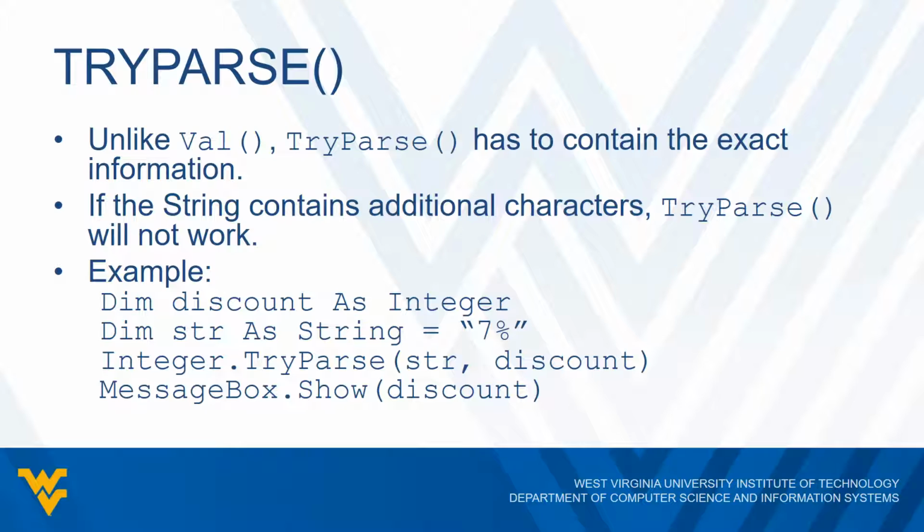So then we're going to try to convert the string into an integer. We're going to take the 7% and try to store the 7 in discount. So we have Integer.TryParse with str and discount. And then we're going to have a message box pop up and show the value of discount. What's going to happen here is the TryParse method is going to recognize that the string is not a complete number, so it's not going to do any conversion. Discount is just going to be 0, and the output in this case is going to end up being 0.